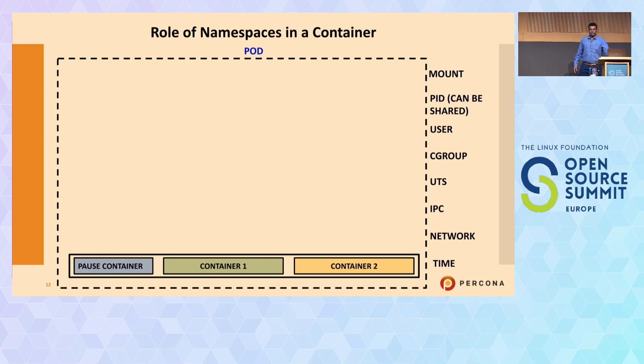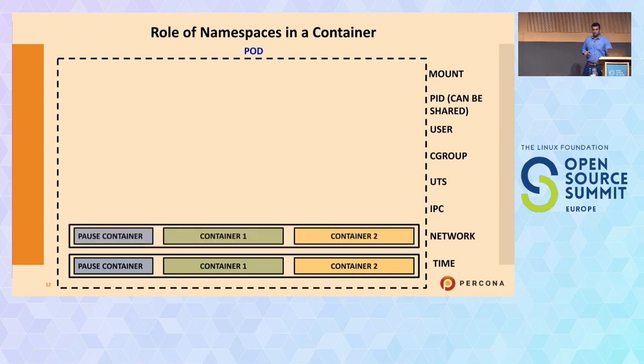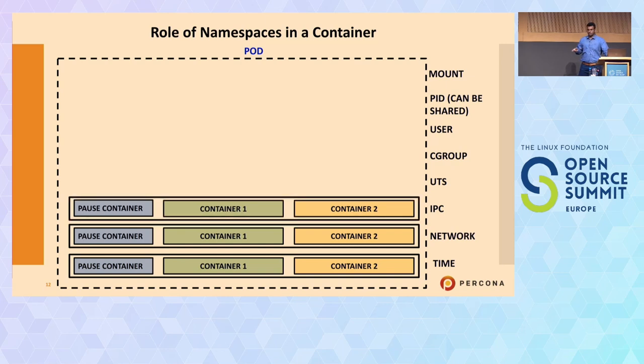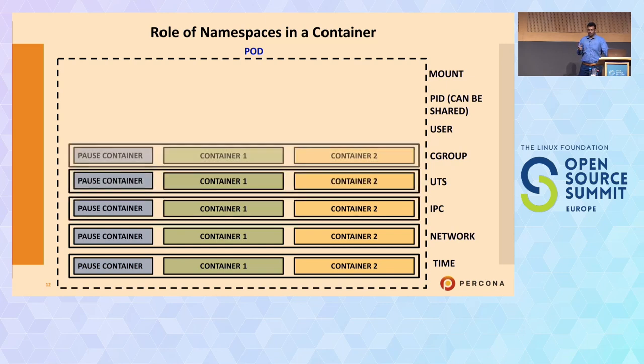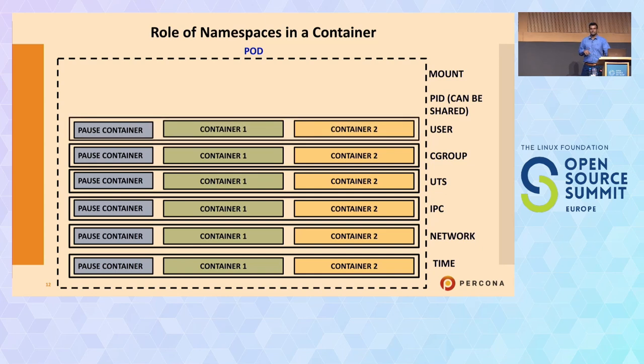When you run a pod with a couple of containers, container one and container two, and also the pause container, they will share the same time namespace. They will also share the same network namespace, the IPC namespace, the UTS namespace, the cgroup namespace, and also the user namespace. This is in general.